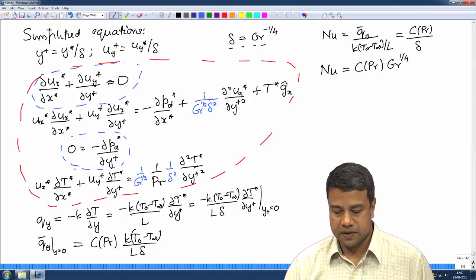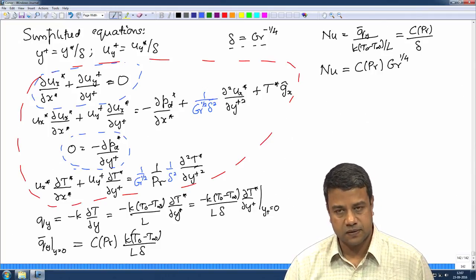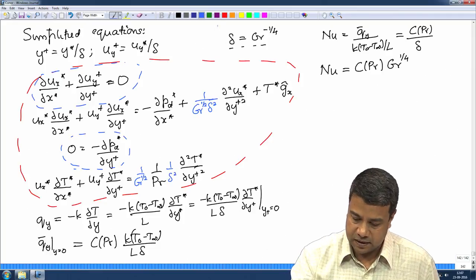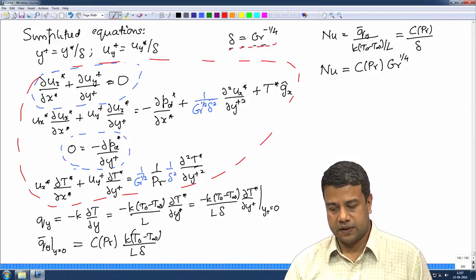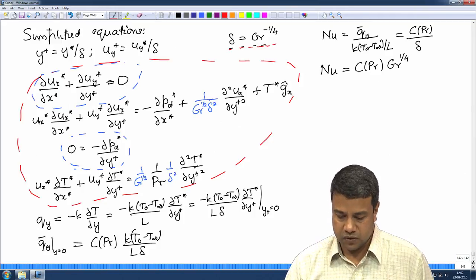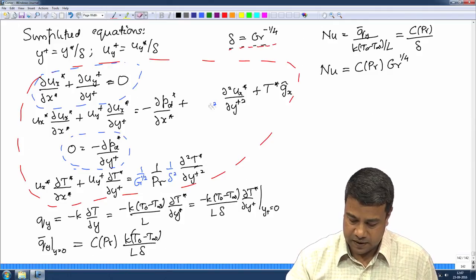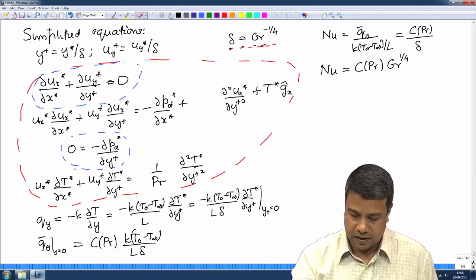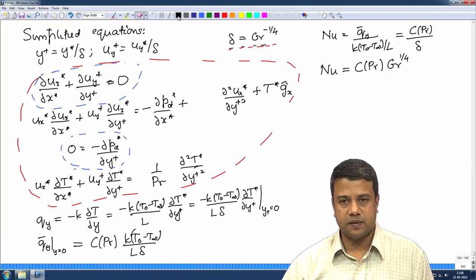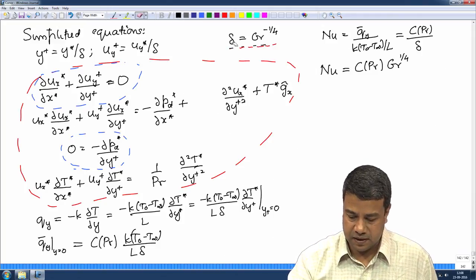Obviously, if the equations have to be independent of Grashof number in the limit as Grashof number goes to infinity, I have to scale delta as Grashof number to the minus 1/4. And once you do that, both of these terms will disappear, and the resulting equations that I get are independent of Grashof number in the limit as Grashof number goes to infinity. So, this gives me the boundary layer thickness.